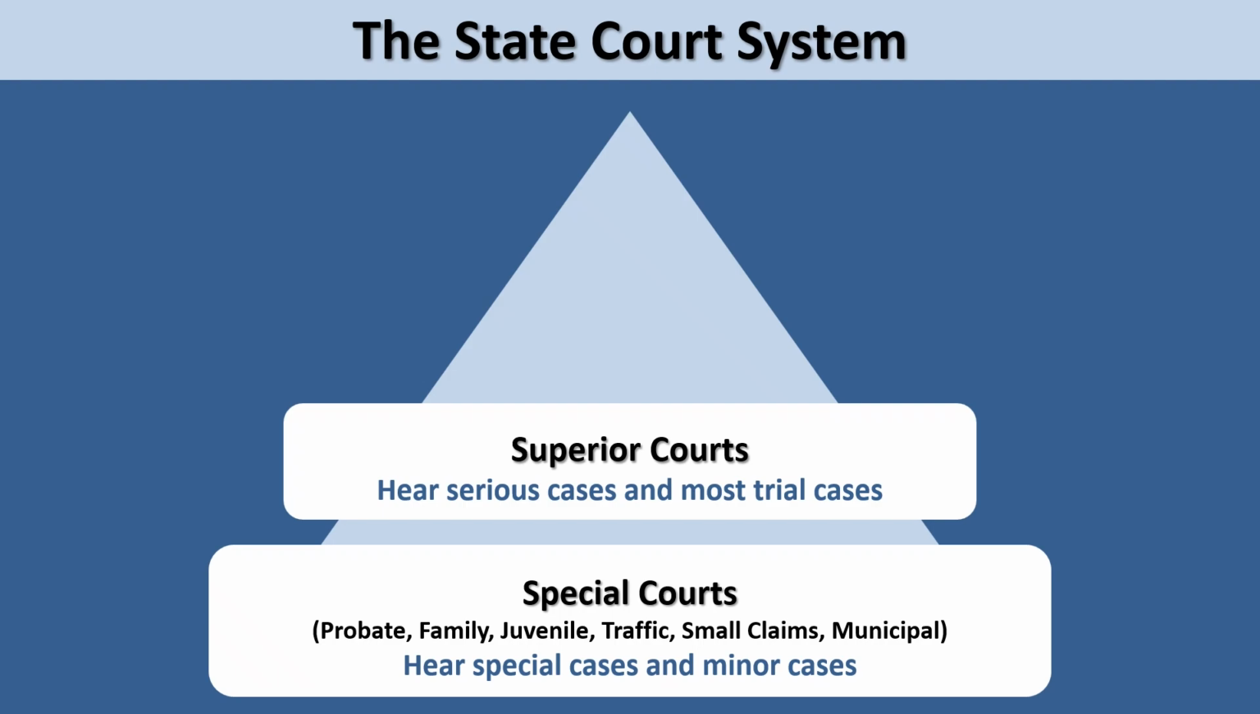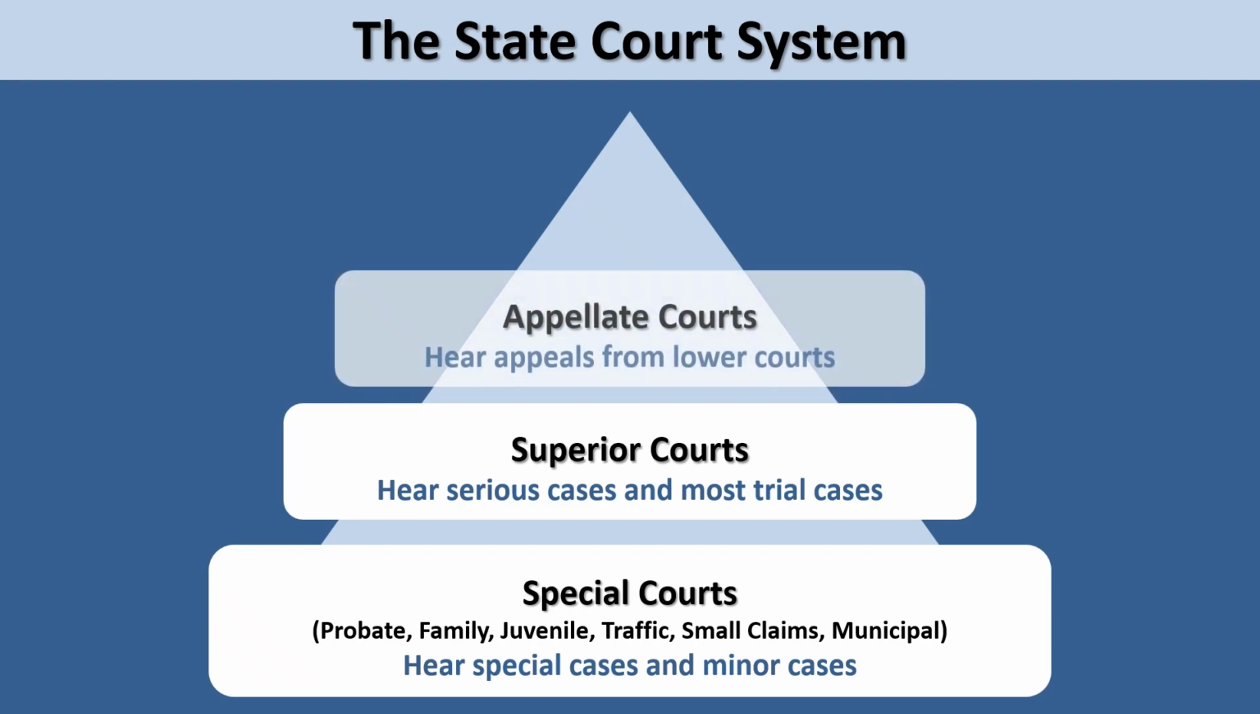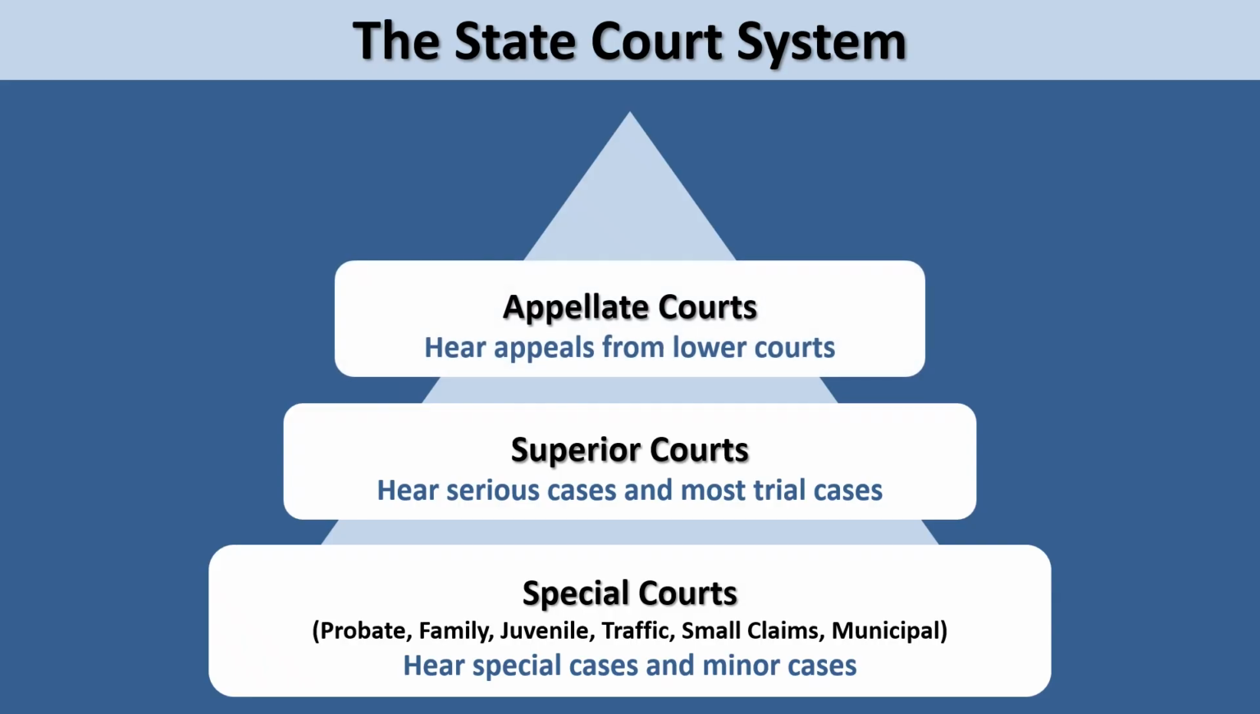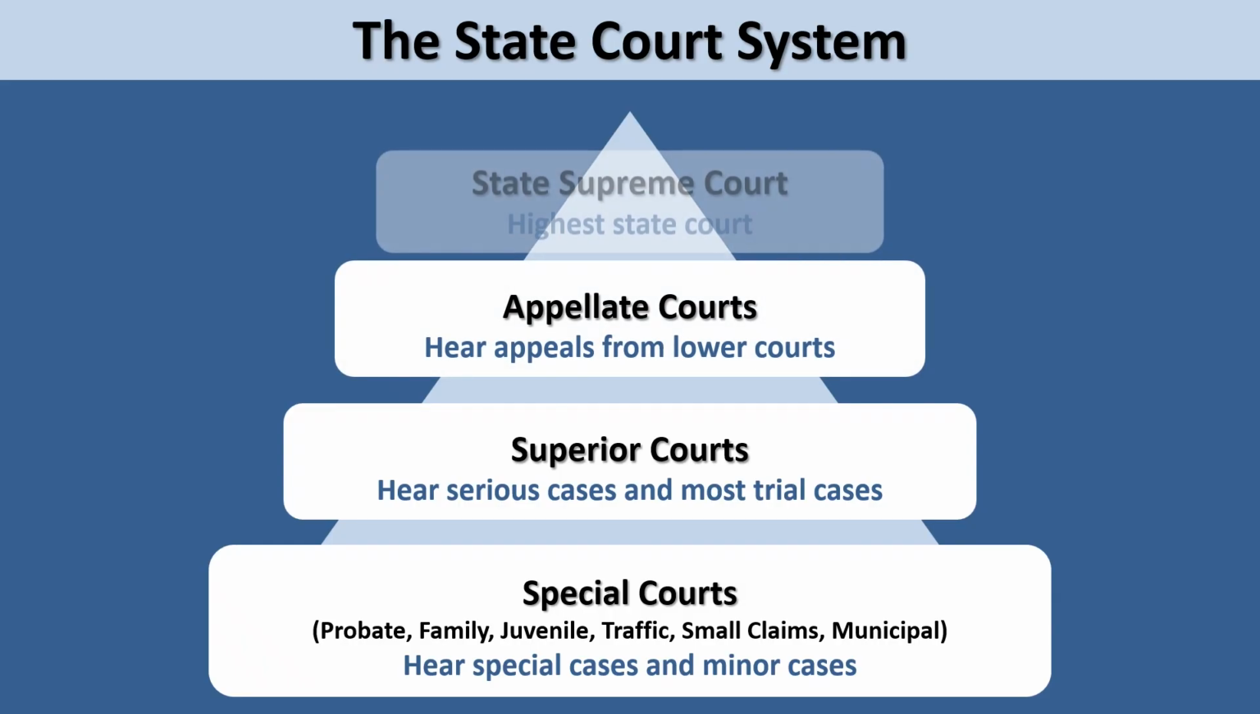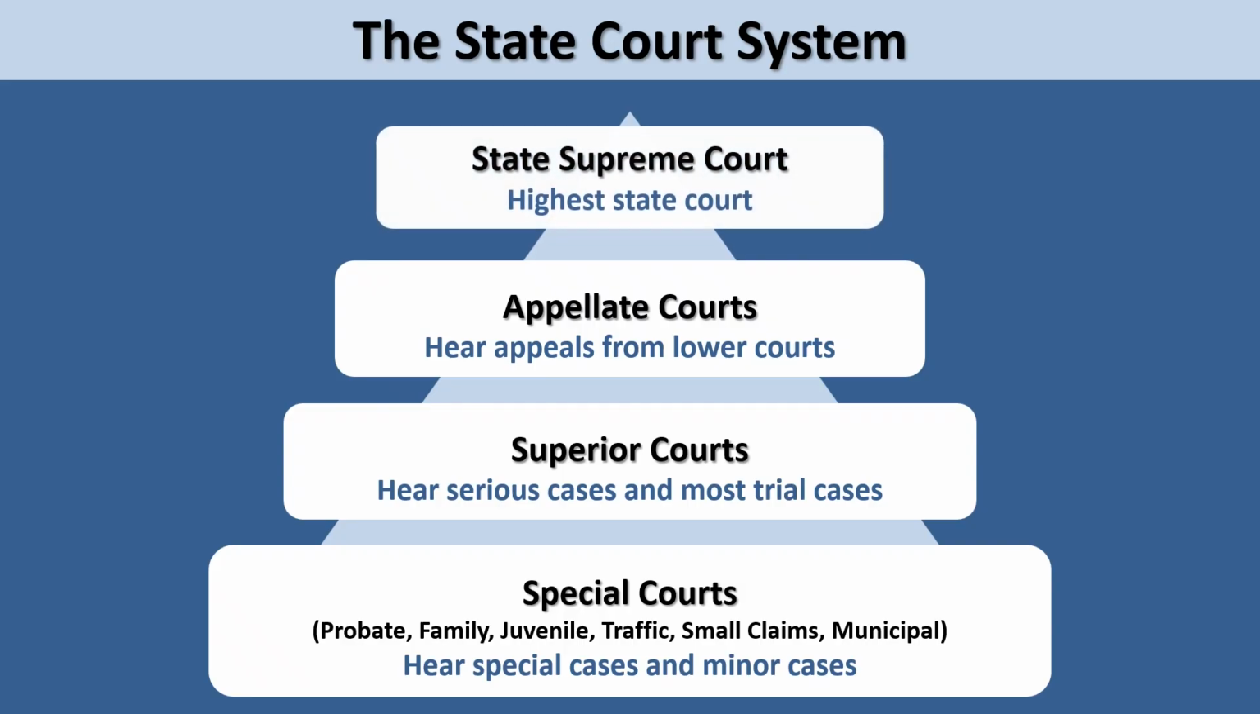On appeal, cases can be moved from the lower courts up to the appellate courts. Like the federal judicial branch, the judicial branches of state governments have a highest court, usually called the state Supreme Court.